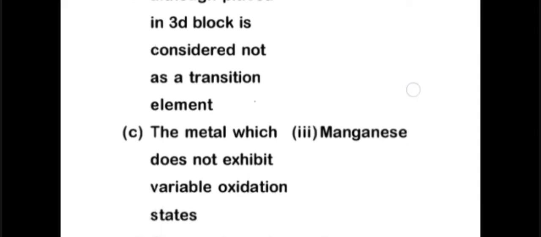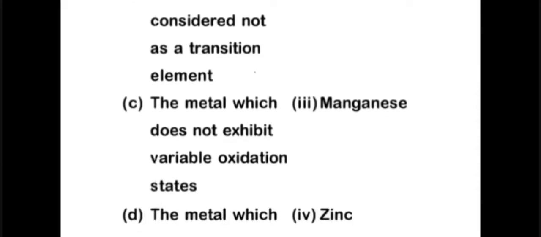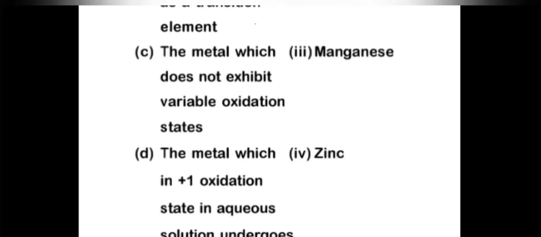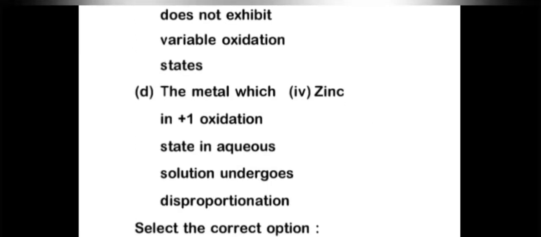The second aspect is the metal which, although placed in the 3d block, is not considered a transition metal. So it will be zinc. Zinc, cadmium and mercury are situated in the d block, but these elements are not considered transition elements because they have completely filled d orbitals. So it will be zinc. The metal which does not exhibit variable oxidation state, while plus 1 oxidation state in aqueous solution belongs to copper.